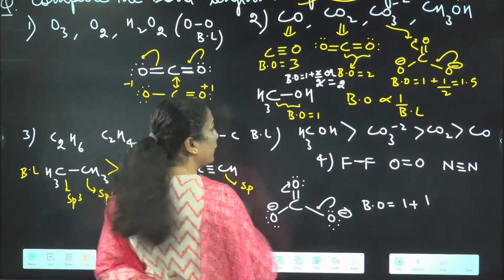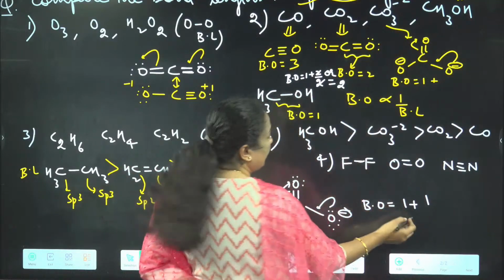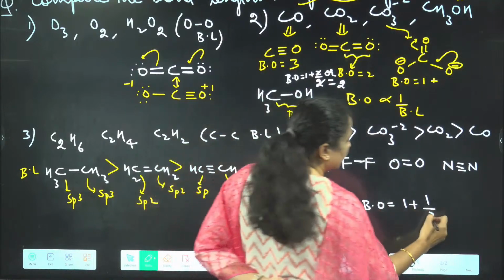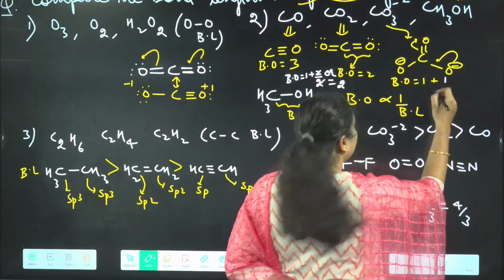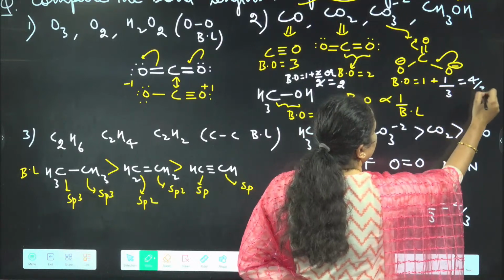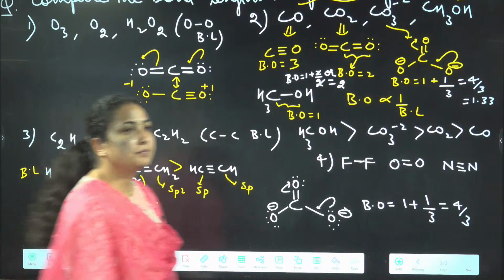Achha, I have kind of written something wrong here by mistake. How many pi bond here? 1. And how many sigma bonds? 3. So it is going to be 4 by 3. Right? So this is my mistake here. Sorry for that. So you're having here 4 by 3. Right?